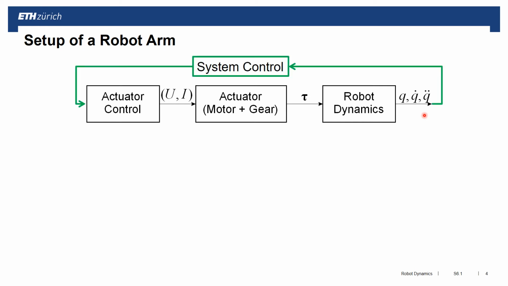Now if you close the loop, if you make this system controlled, what we're doing is we're measuring the state and we're producing an actuator control input in order to drive it.